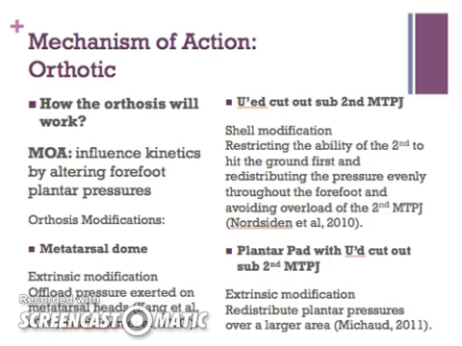The third modification is a plantar pad with a U'd cutout sub the second MTPJ. Also added extrinsically, and this will also redistribute plantar pressures over a larger area. The U'd cutout will provide some relief to the overloaded second MTPJ, distributing the pressure more evenly throughout the forefoot.